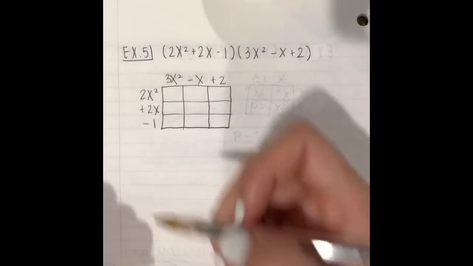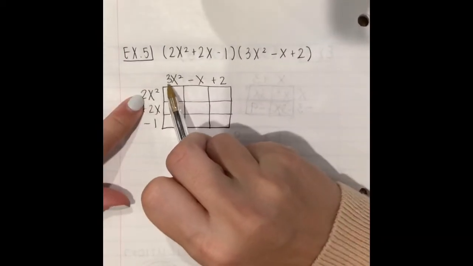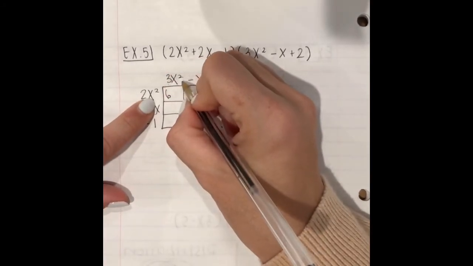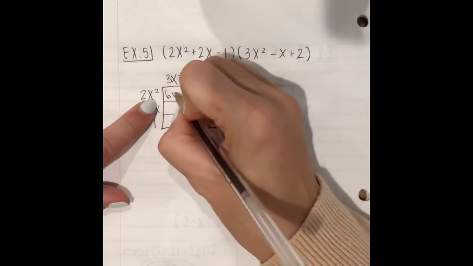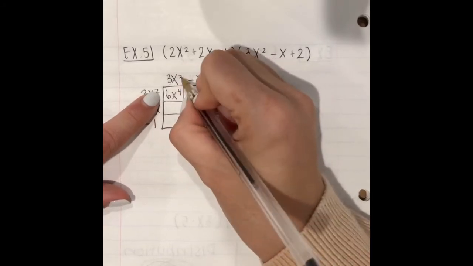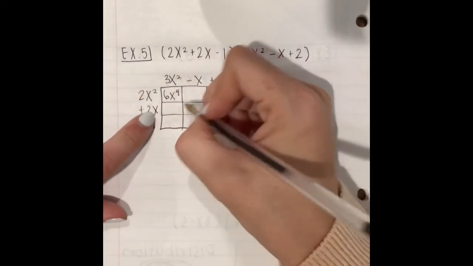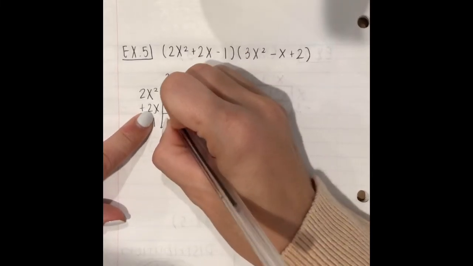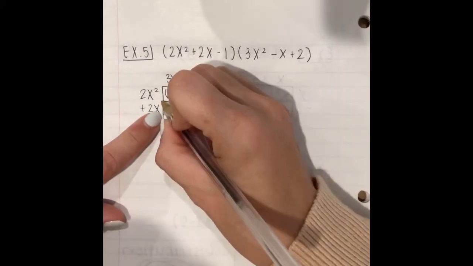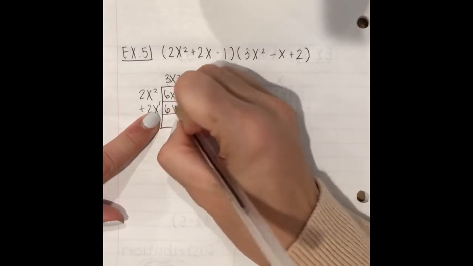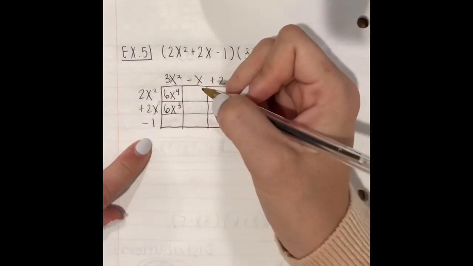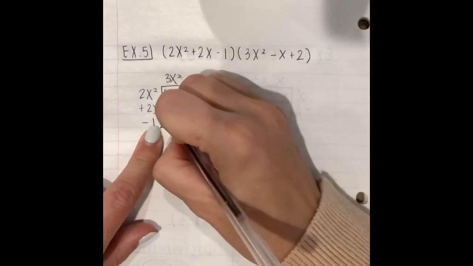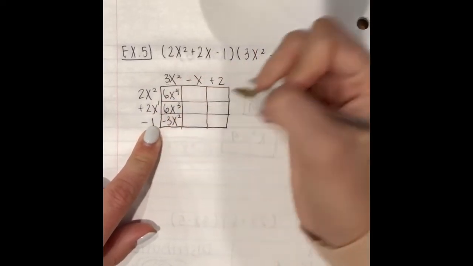Okay. So in this first box, 2 times 3 gives us a 6. And then x squared times x squared, you add your exponents. So we get x to the 4th because 2 plus 2 is 4. The next box, 2x times 3x squared. 2 and 3 give us 6. And then x to the 1st times x squared gives us x to the 3rd. And negative 1 times the 3x squared just gives us a negative 3x squared.